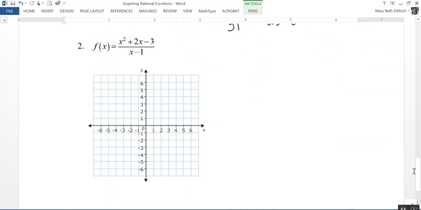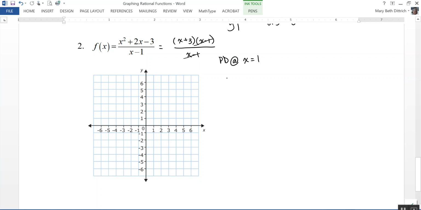Here we have f of x equals x squared plus 2x minus 3 over x minus 1. First thing I'm noticing is that my numerator can be factored. So this is going to factor into an x plus 3 and an x minus 1. And this is really nice because I'm noticing that I have a common factor in the numerator and the denominator. So the x minus 1's actually cancel. So that means that I am going to have a point of discontinuity at x is equal to 1. And because that's the value that would make the denominator equal to 0.